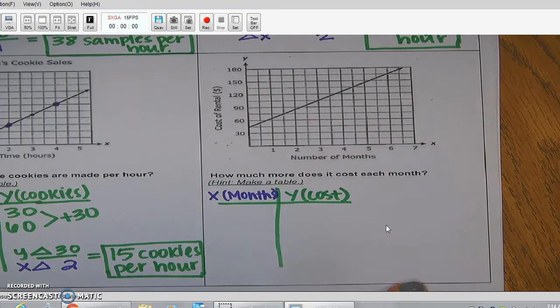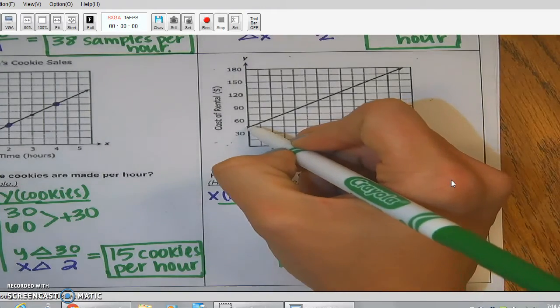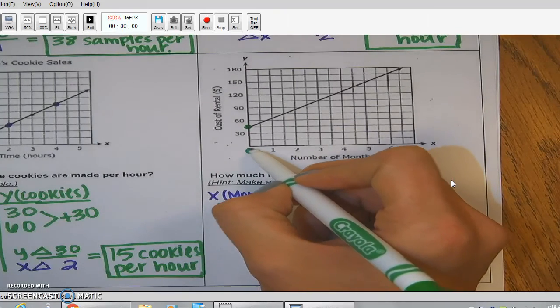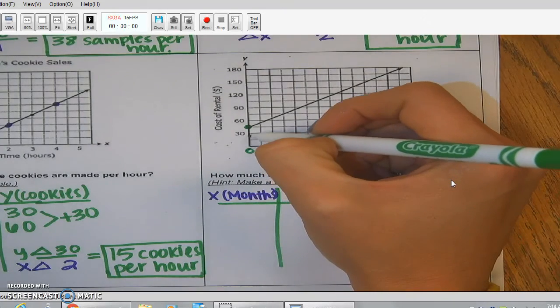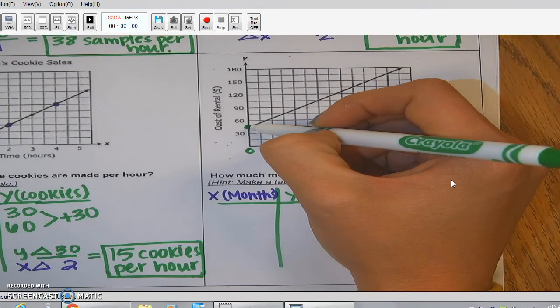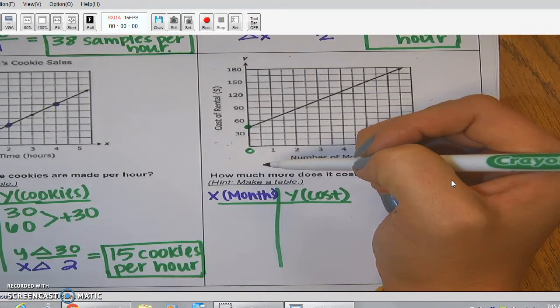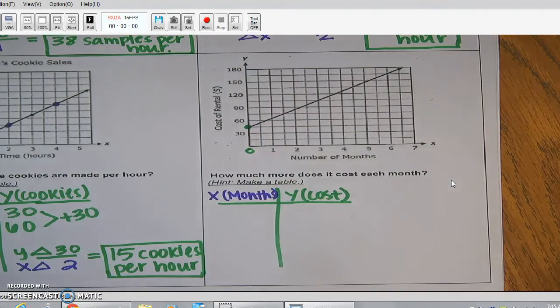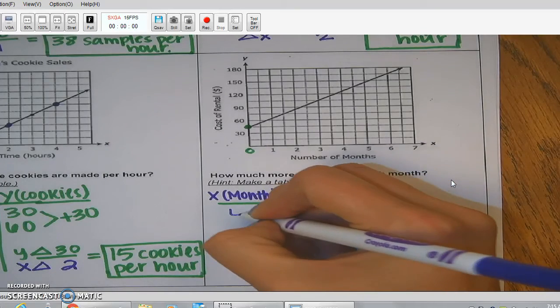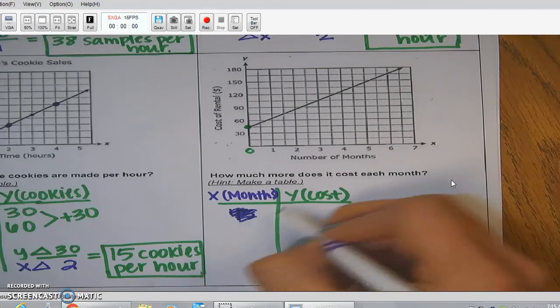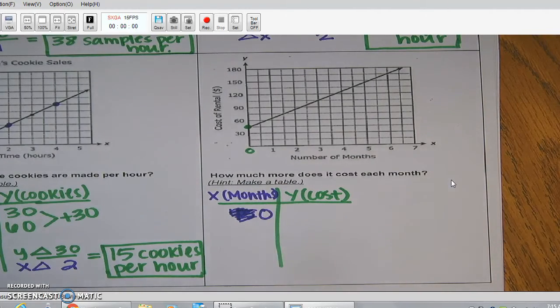And now I just need to choose some points from my graph. So again, I want to pick some exact points. So I can do this first point right here that's right on my y-axis. I know the X value here is 0, and the Y value is halfway between 30 and 60. So we could say this is about 45. Oh, whoops, sorry. Our X value is 0. Our Y value is 45.